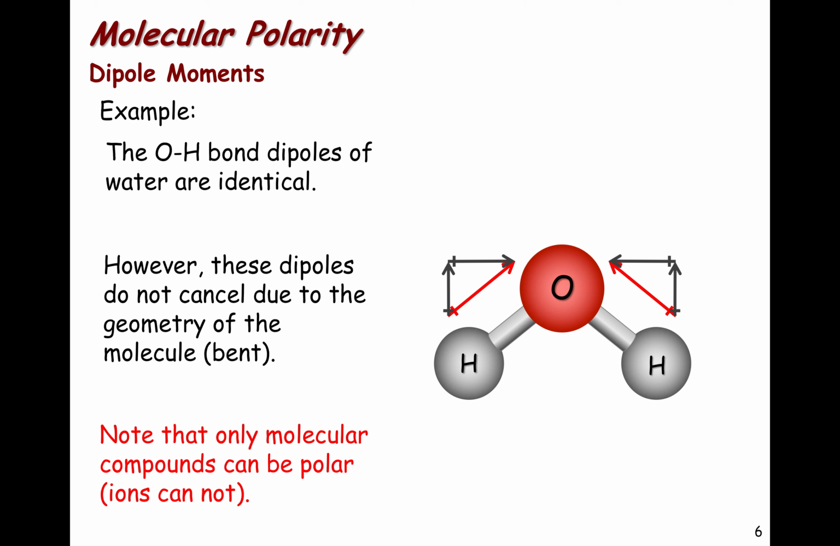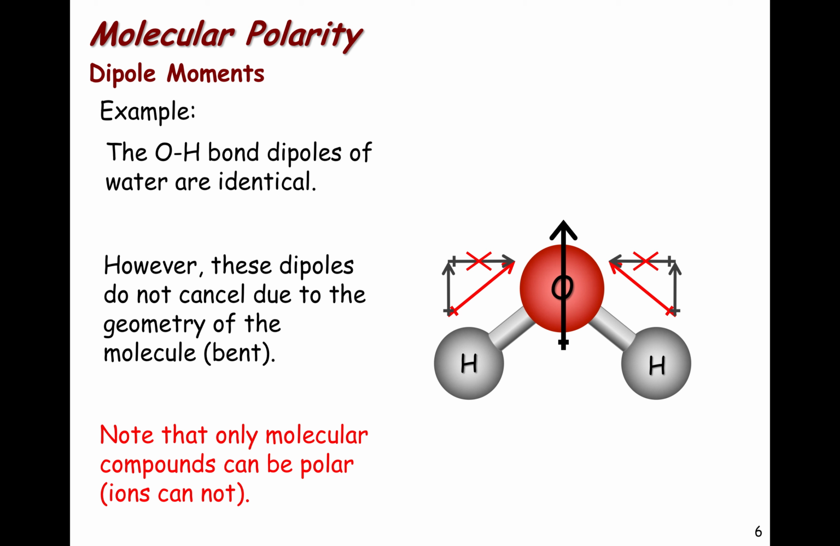However, the vertical components are both pointed in the same direction, and therefore those two vectors will add to one another, and the resulting net dipole moment is a vector that bisects the HOH bond. The negative end of the molecule is the oxygen atom, and the positive end of the molecule is right in between the two hydrogen atoms on the lower end of the molecule.